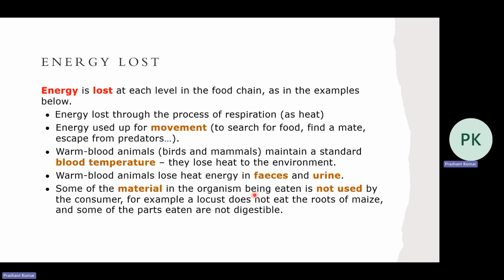Some of the material in the organism being eaten is not used by the consumer. For example, a locust does not eat the root of the maize. What they're trying to say is that some part is always undigestible, some part is always unused. Take an example: when you buy any green vegetable from the vegetable market and bring it home, we don't eat the root part of some green leafy vegetables. So some part is eaten, and some part is not eaten because it is not digestible by the body, so we don't eat it.